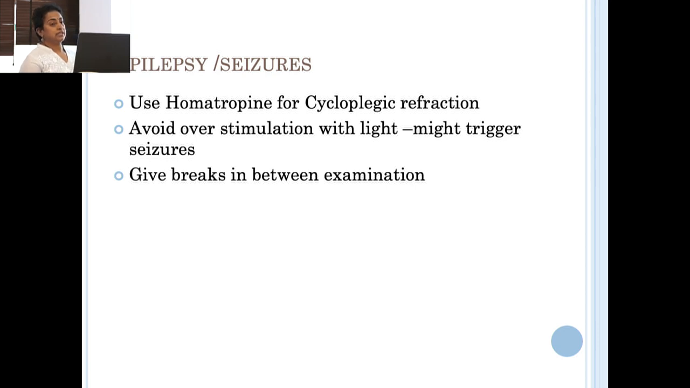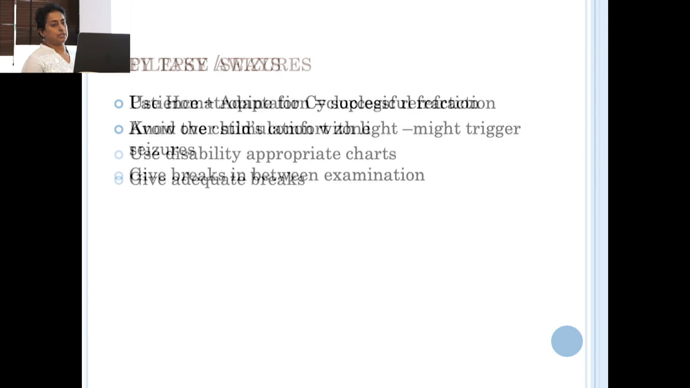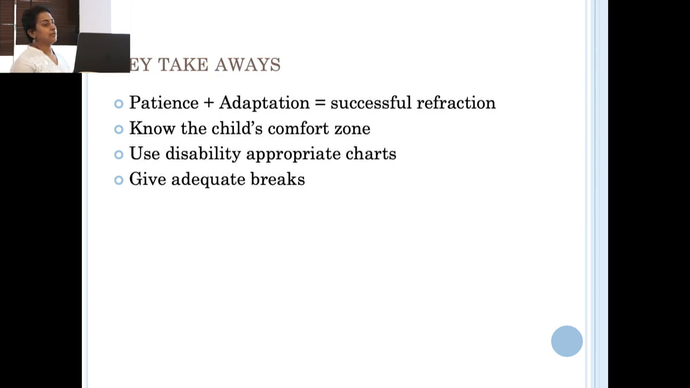In epilepsy and seizures, use homatropine. Avoid overstimulation during sessions because that might trigger seizures, and give breaks in between examination. So my key takeaways are: patience and adaptations will give you successful assessment results. Know the child's comfort zone. Use a disability appropriate chart rather than an age appropriate chart, and give adequate breaks between the tests.